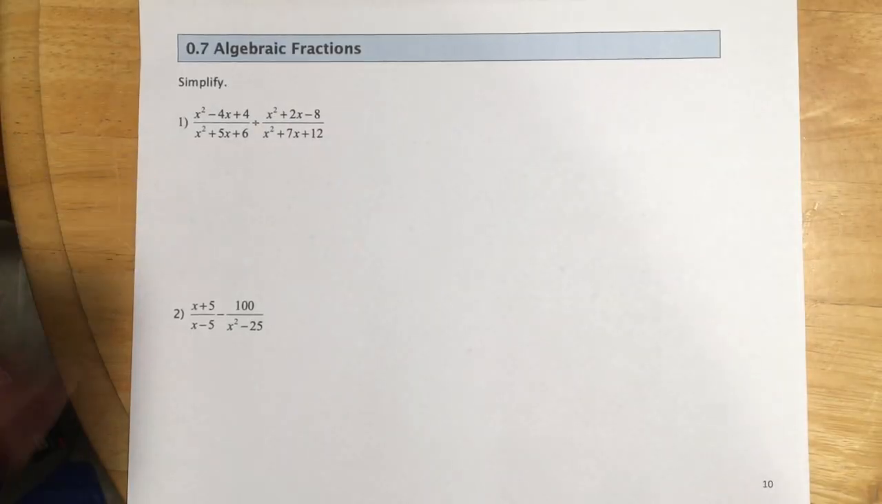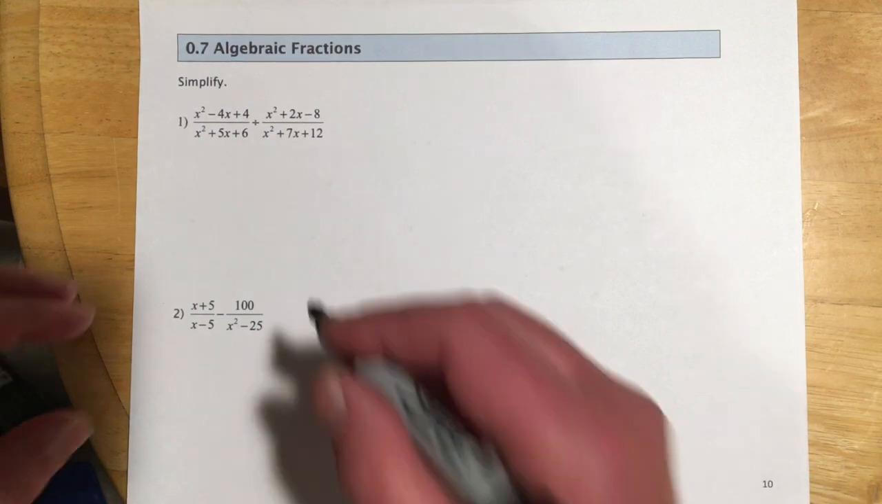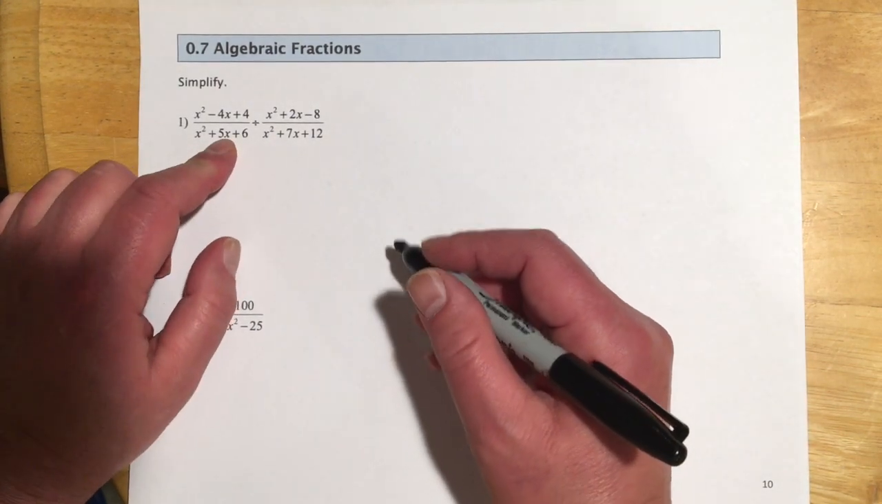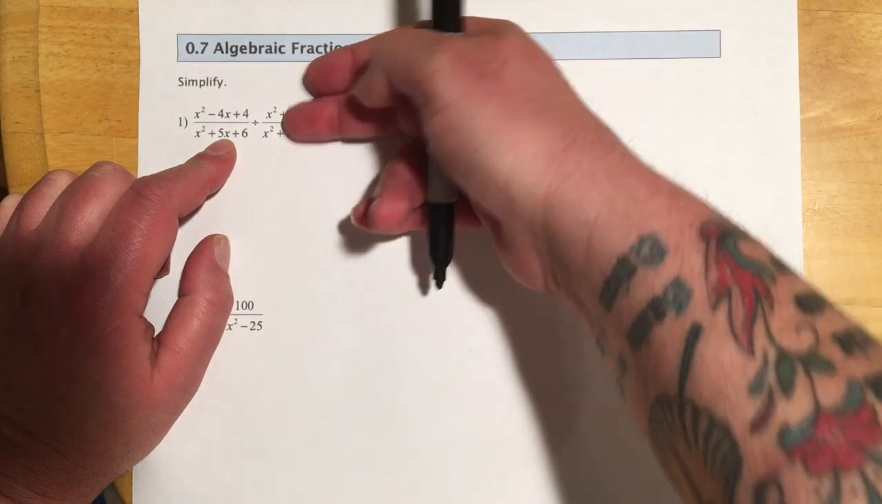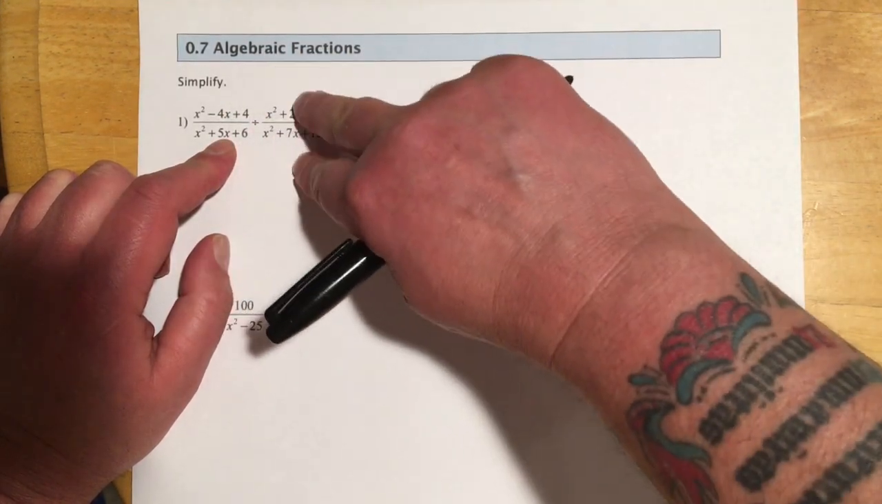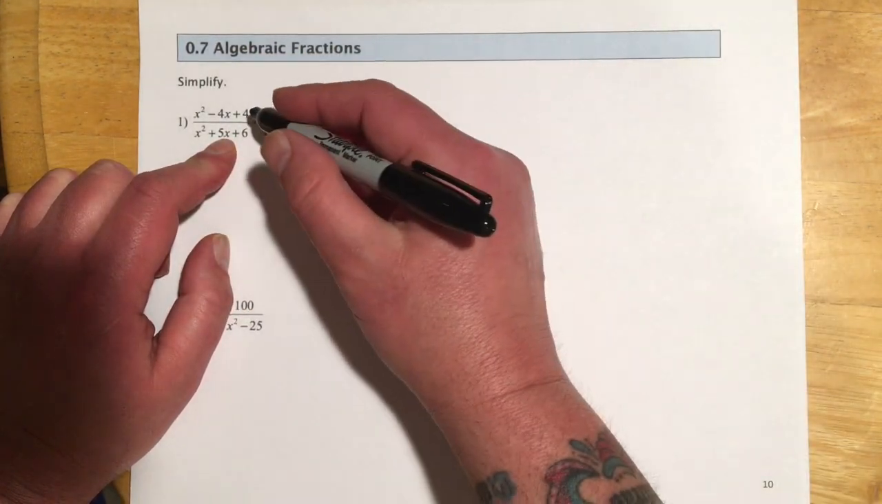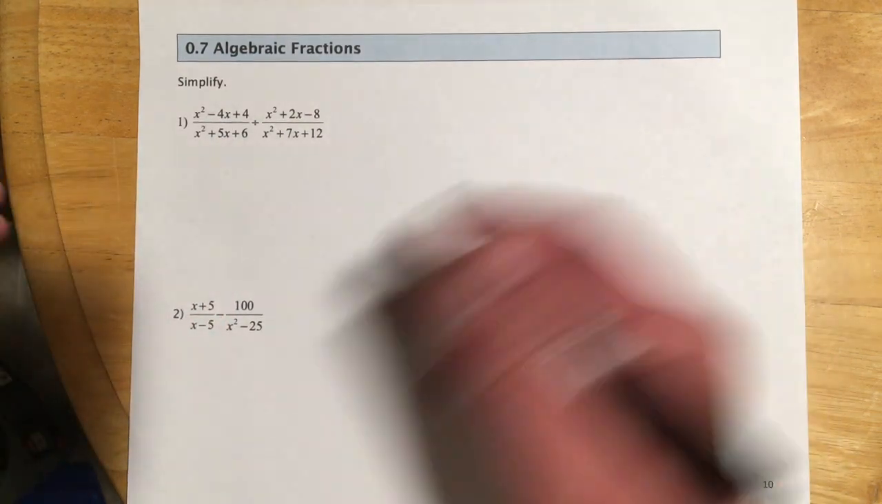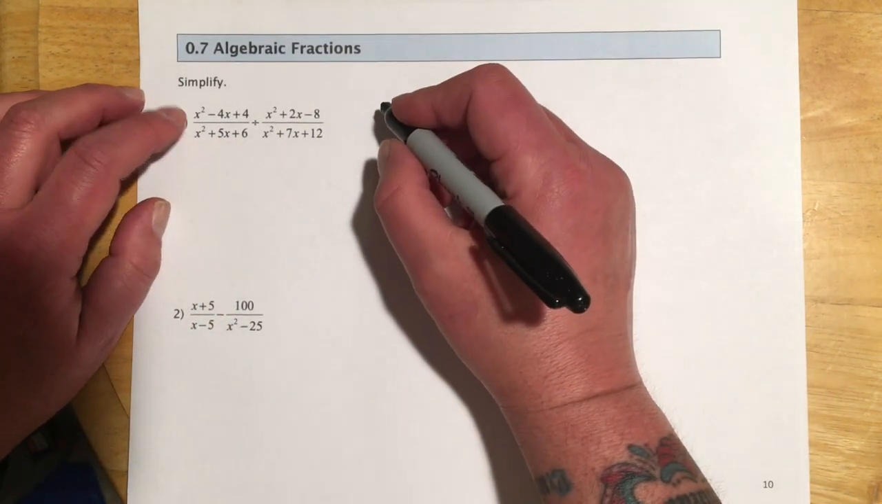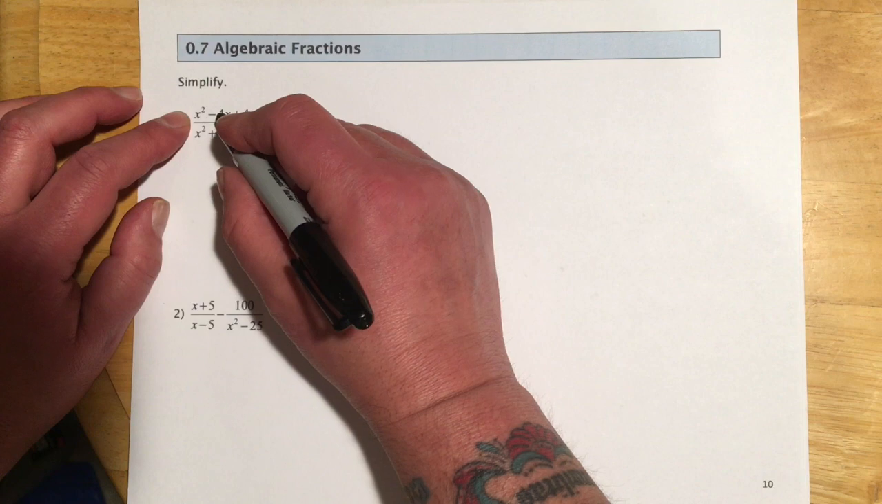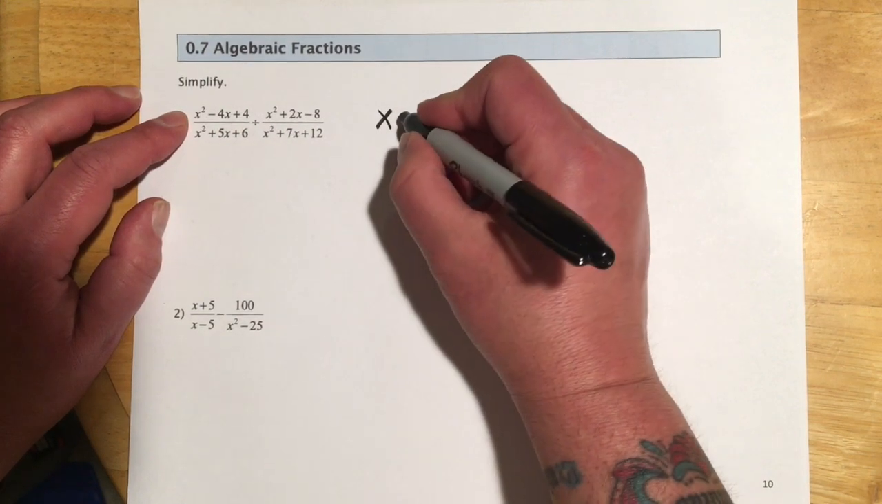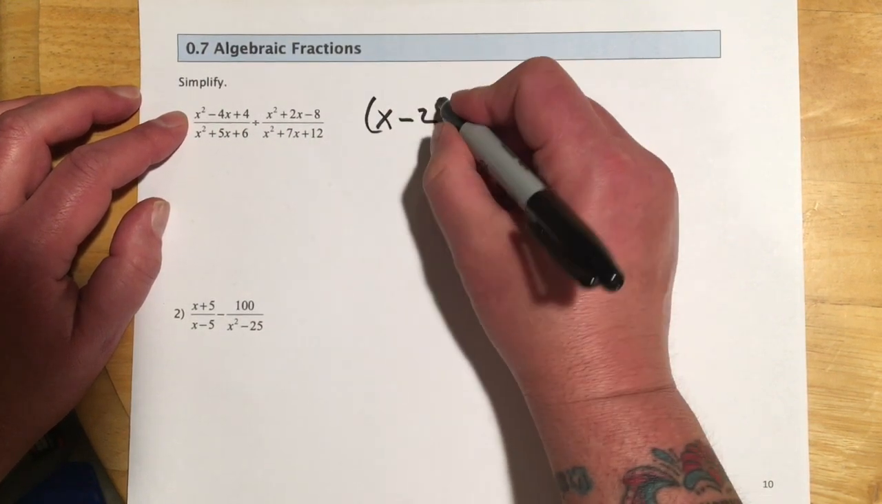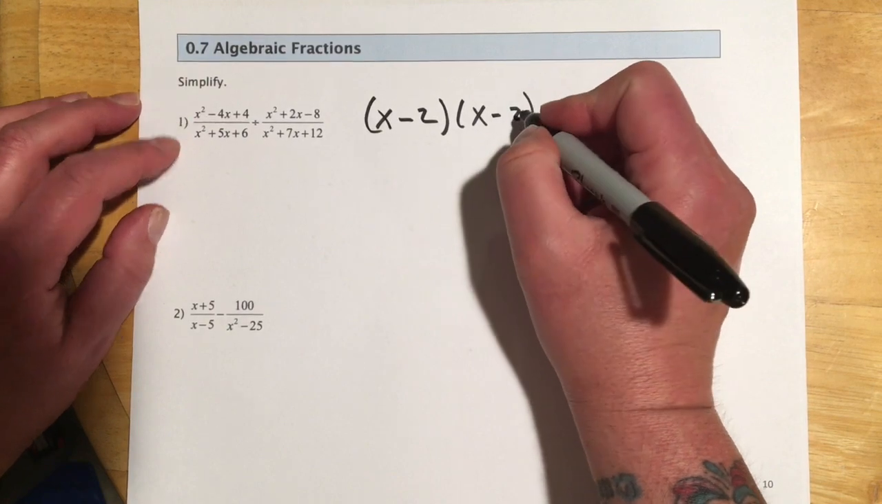Okay, section 0.7 was the one with fractions. So this one's a divide, so that means we want to flip this over. If it was a multiply, we would just leave it, but because it's a divide, we flip it. And then remember, the trick to this is just to factor and then cancel everything you can. So this numerator multiplies to 4, adds to be negative 4. So x minus 2, x minus 2.